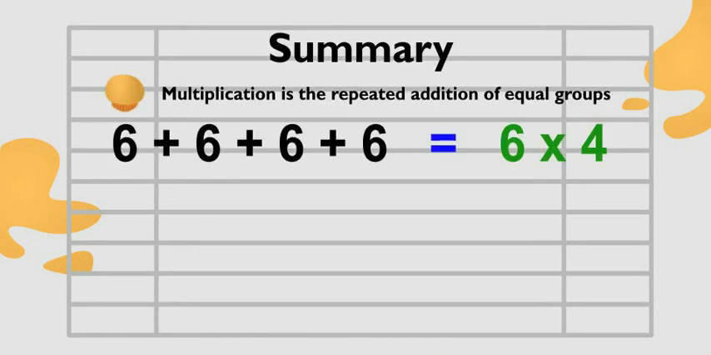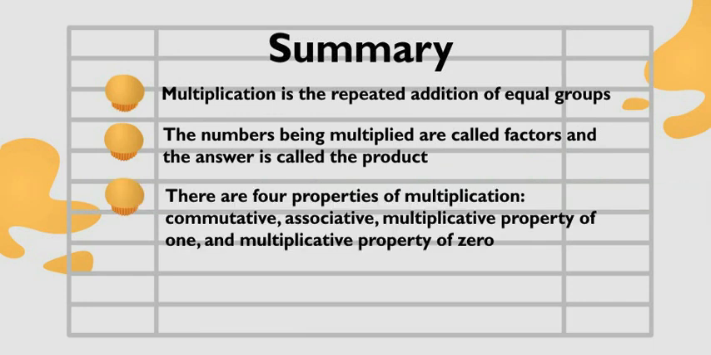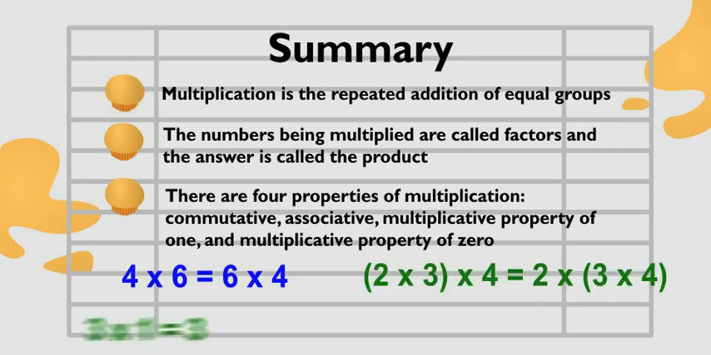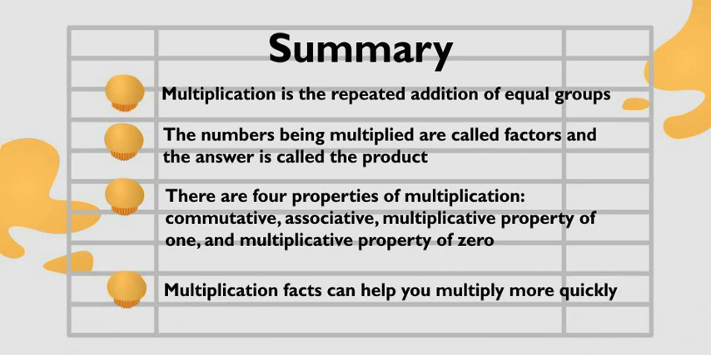Multiplication's just repeated addition of equal groups. The numbers being multiplied are called factors, and the answer is called the product. Knowing the properties of multiplication makes it easier. They are the commutative property, the associative property, the multiplicative property of 1, and the multiplicative property of 0. Multiplication facts can help you multiply more quickly, and it's a lot easier than trying to add up all these cupcakes.